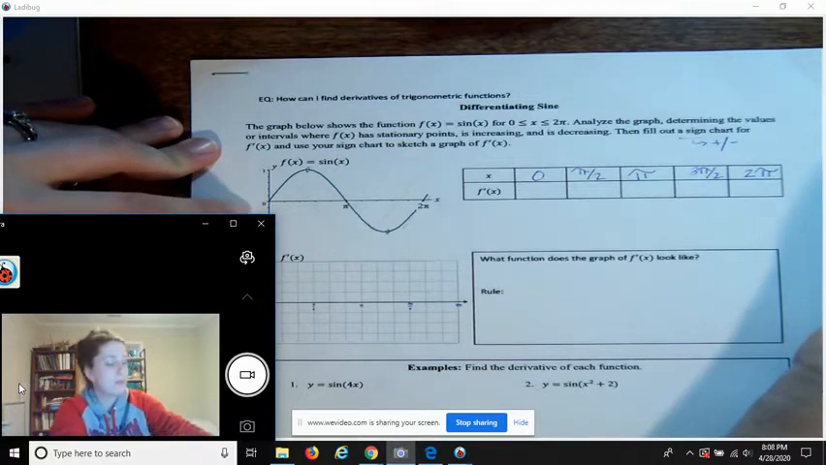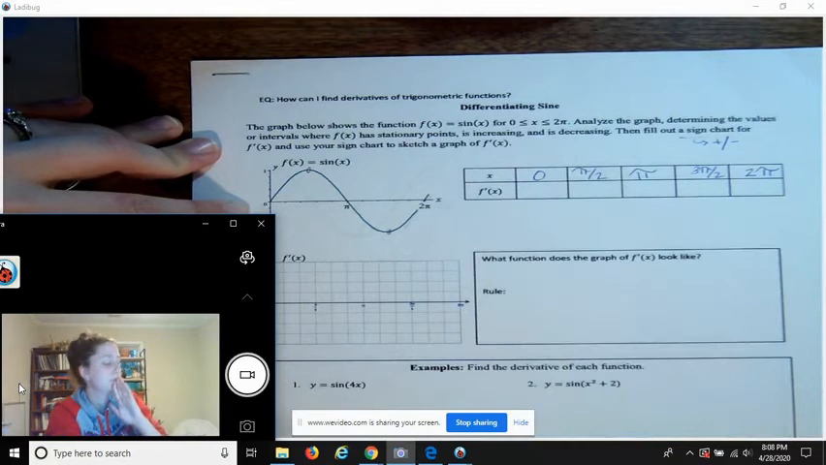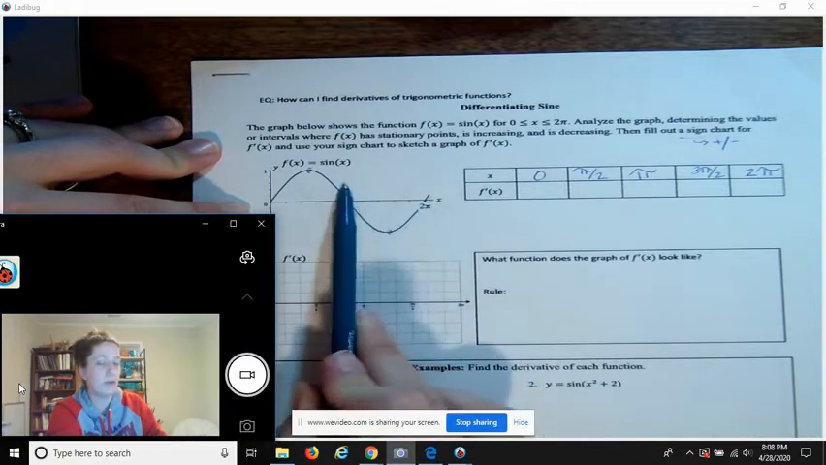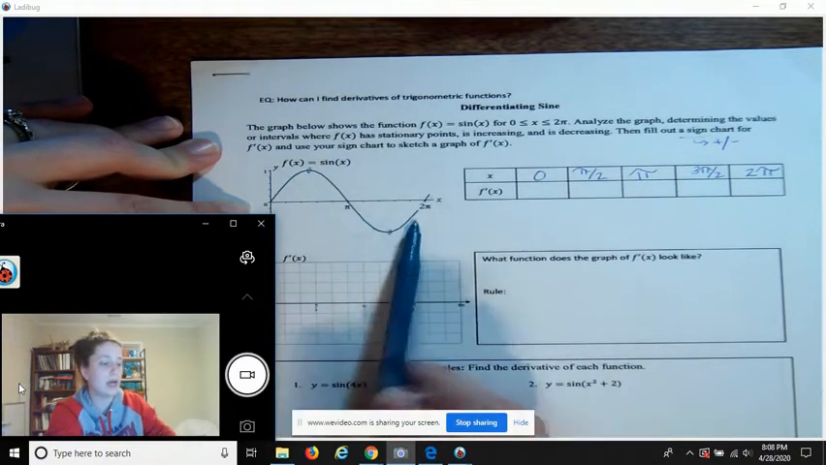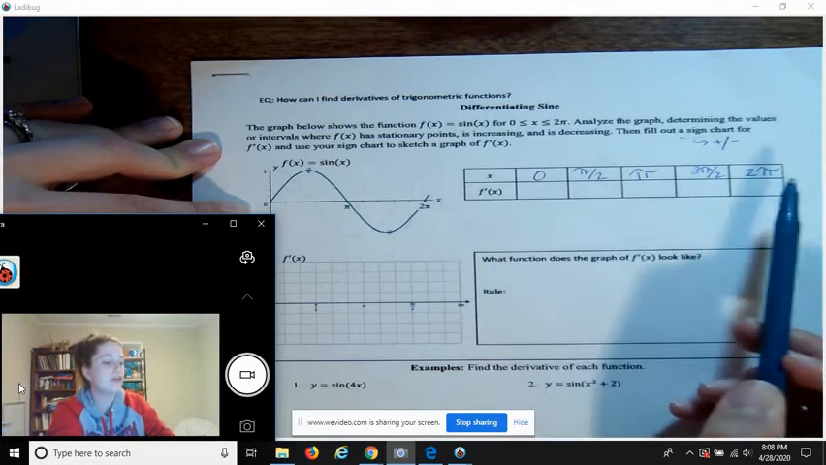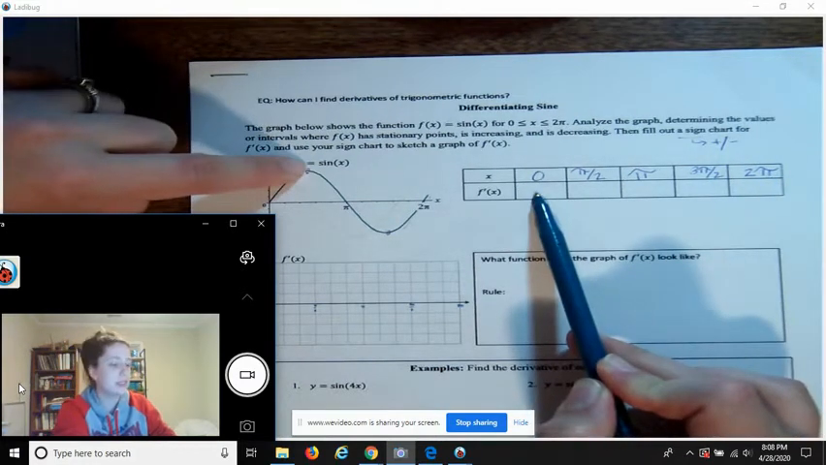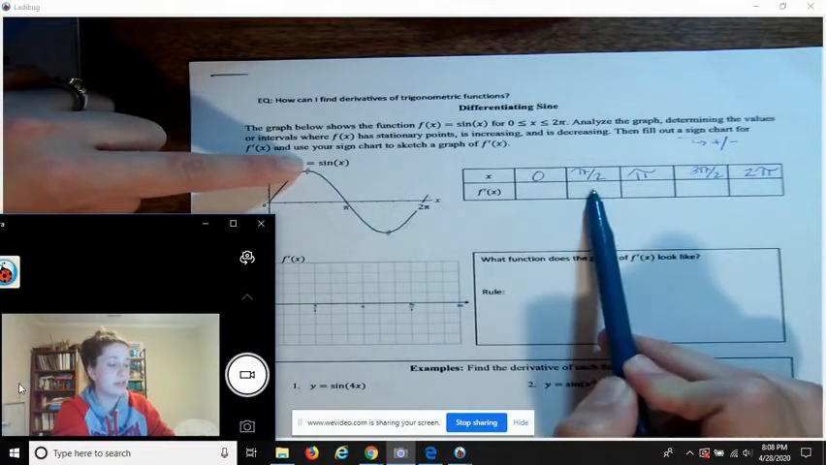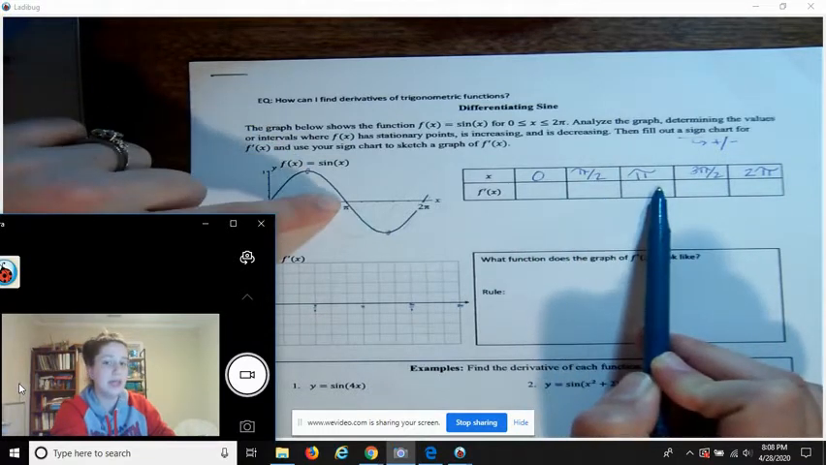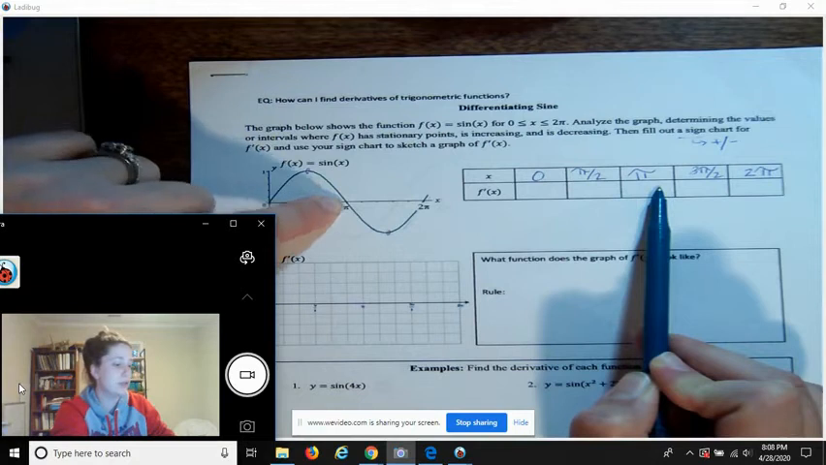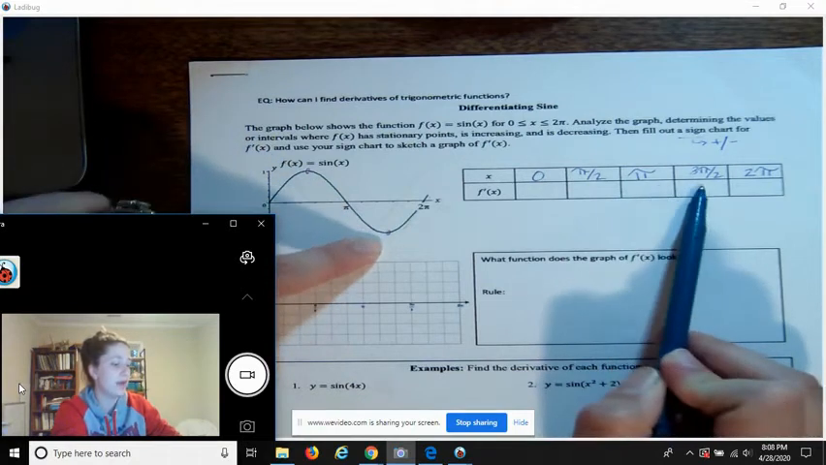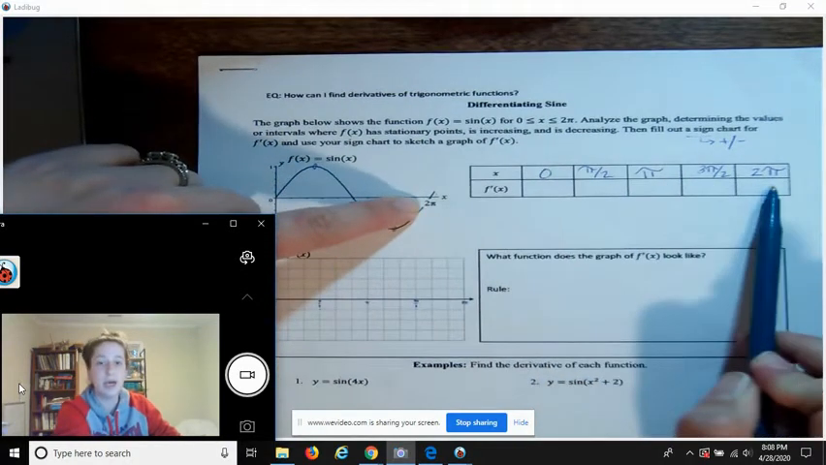I knew that because the sine function is periodic, its period is split into 4 even pieces. That's why I did this. You could have looked at this and said, okay, it starts at 0, it increases until this stationary point at pi over 2, then decreases all the way till 3 pi over 2, and then stops at 2 pi.